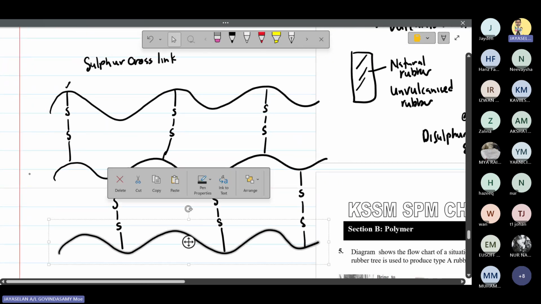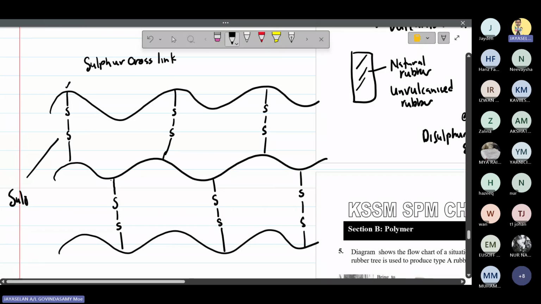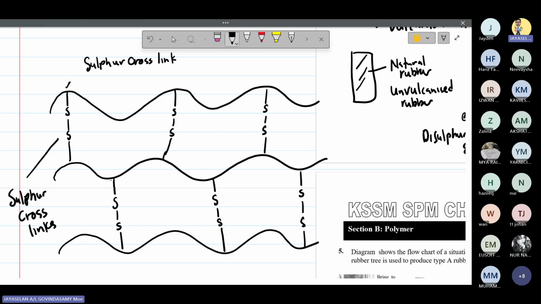Once you already do this, what do you all do? Label. Label what? Sulfur cross links. So this can also come out. You see, the MRSM 2025 paper has a question like this. Okay, any question? Okay, copy down this. Okay, done. So you all can watch the recording.